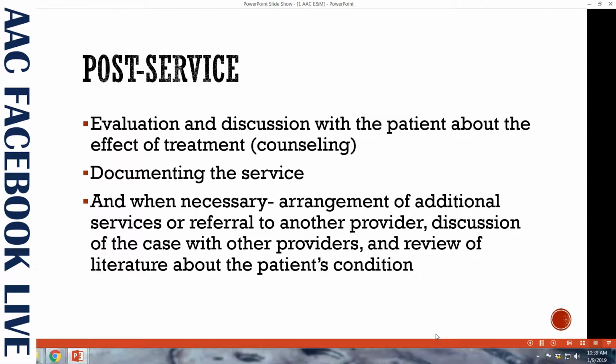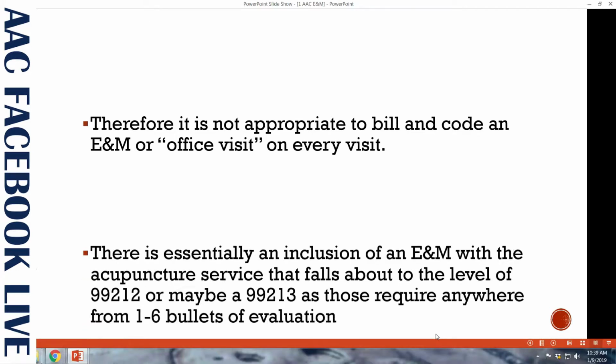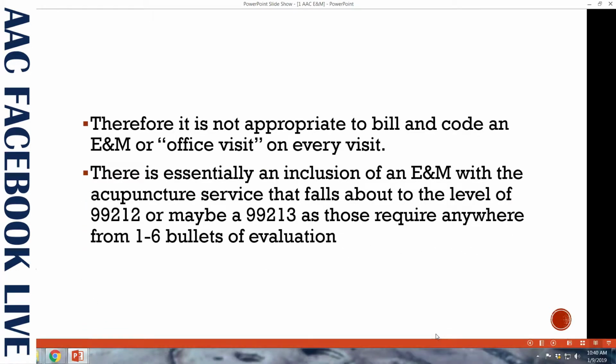So in other words, the acupuncture code includes a lot of things. It includes that day-to-day evaluation, how you're feeling, and hence why we can't bill one every day. So be very adamant. It is not appropriate to bill an E&M code or, quote unquote, an office visit every day because of the inclusion to the acupuncture codes. However, what I want to make an emphasis to is making sure there's an understanding of why.